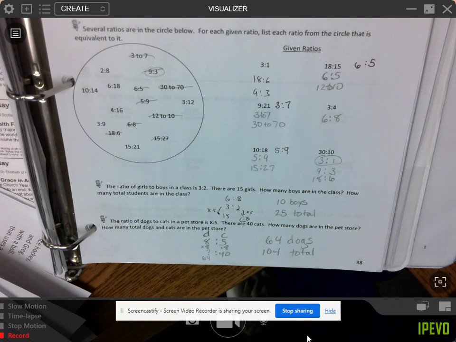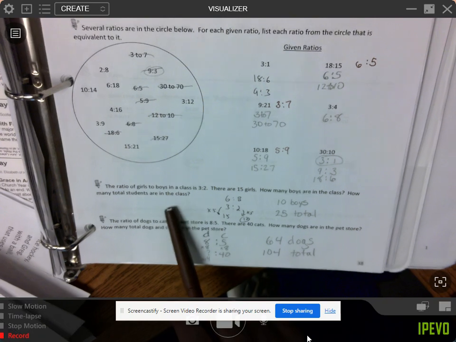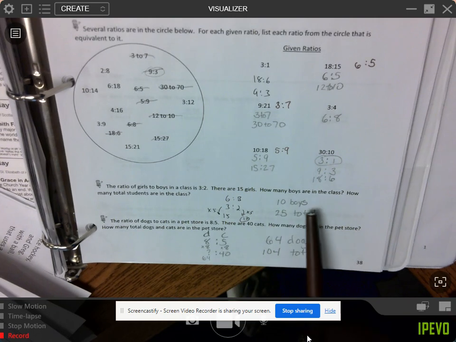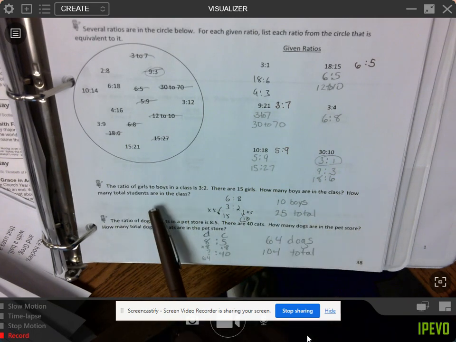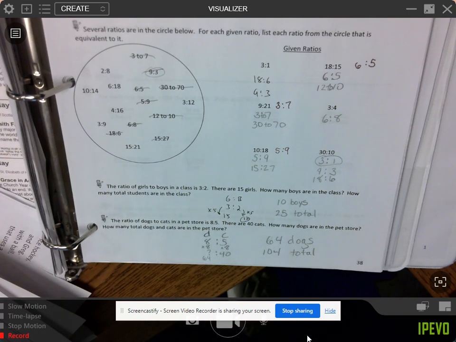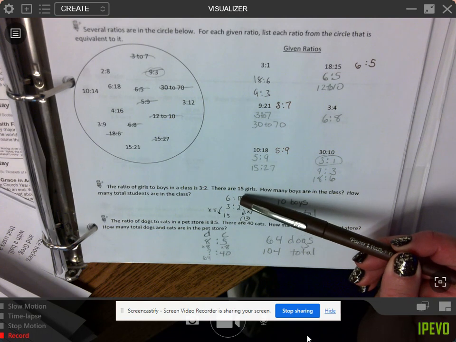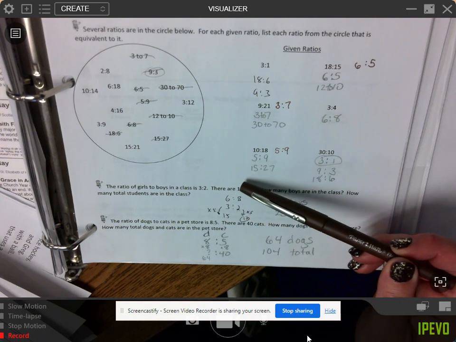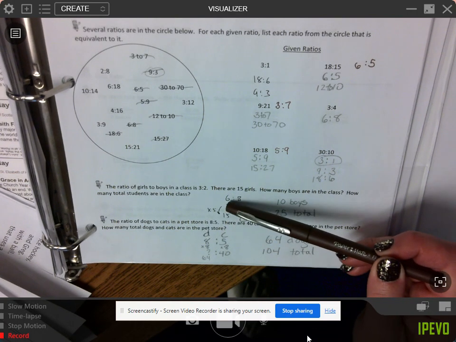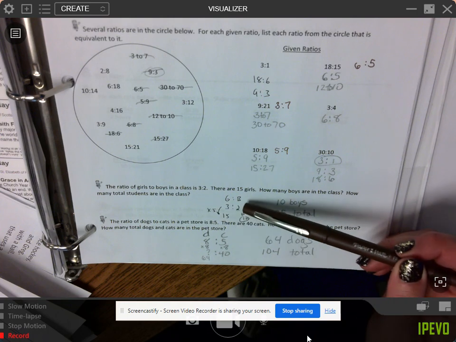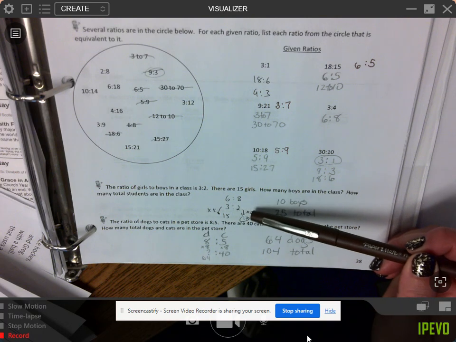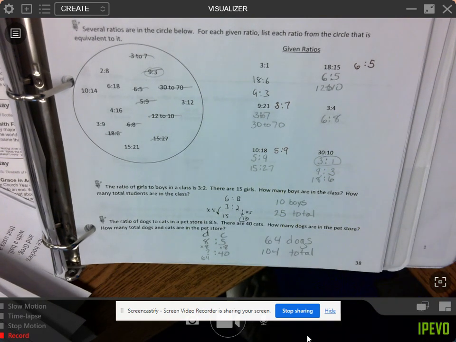On the bottom, the ratio of girls to boys in a class is 3 to 2. There are 15 girls. How many boys are in the class? How many total students are in the class? So we know the ratio is 3 to 2, and that's girls to boys. So I labeled it girls to boys, 3 to 2. I knew that there were 15 girls, so I could put a 15 under the 3. To go from 3 to 15, I'm multiplying by 5. So I needed to go over to the boys' side and multiply by 5. 2 times 5 is 10. So I know there are 10 boys.